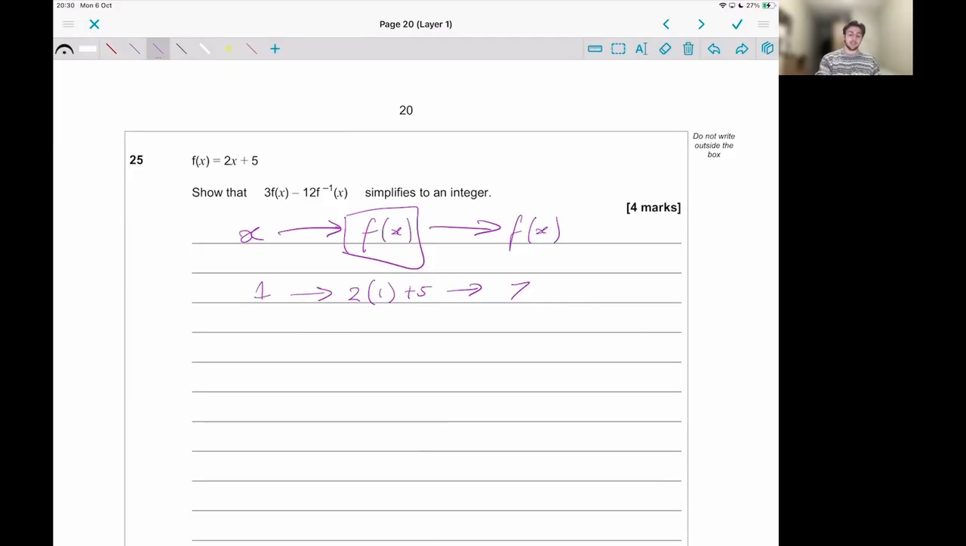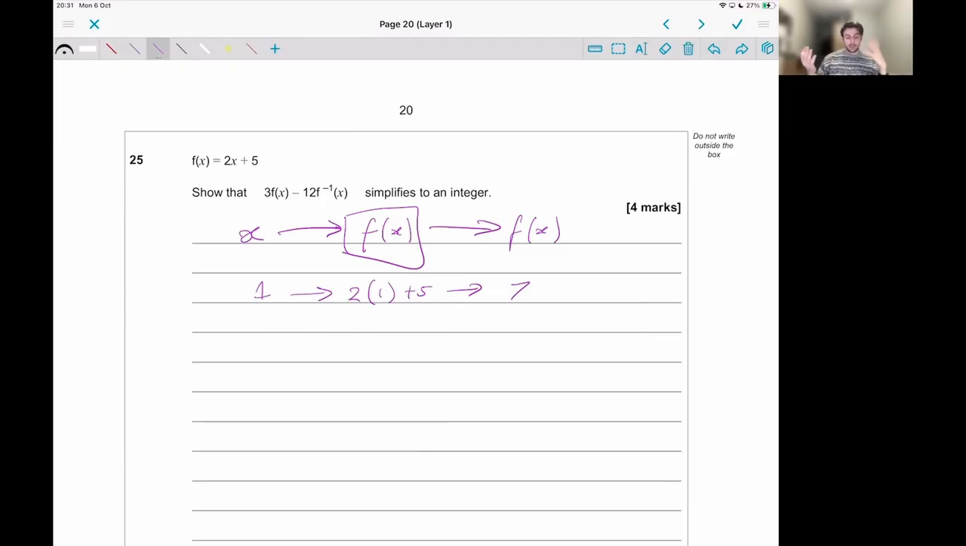What is this minus 1 then? This, I said, was the inverse function of f. So inverse meaning opposite. So the inverse function is supposed to take you back to where you started. So if you've taken 1, you've put it through f of x and you've got 7, you should be able to take the 7, put it into f inverse of x, and get the 1 back out. That's the hope.